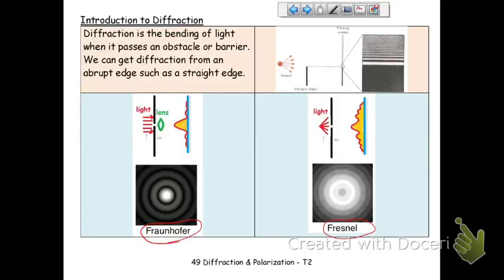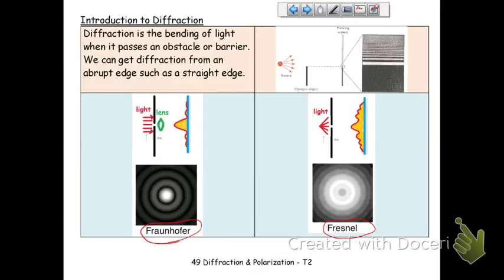Diffraction is the bending of light when it passes an obstacle or barrier. We can get diffraction from an abrupt edge, such as a straight edge. So this is a razor blade, and if you look at the light just above a razor blade, you'll see a series of lines. If you have a gap between your fingers, like I have, and I squeeze it and look at a bright light, I see a whole series of lines, and I think they're diffraction effects.